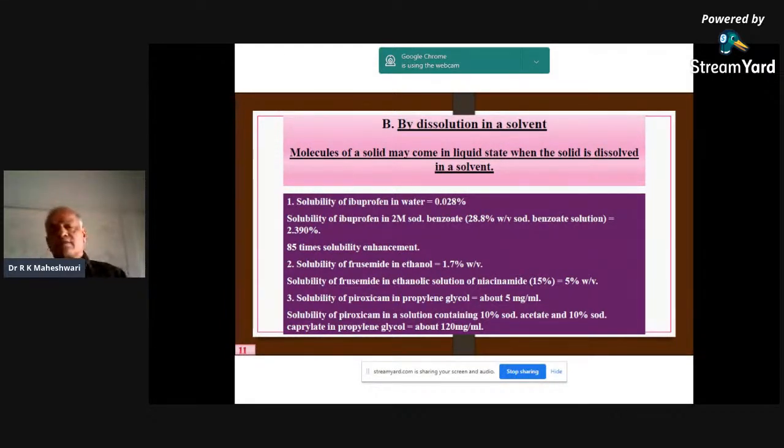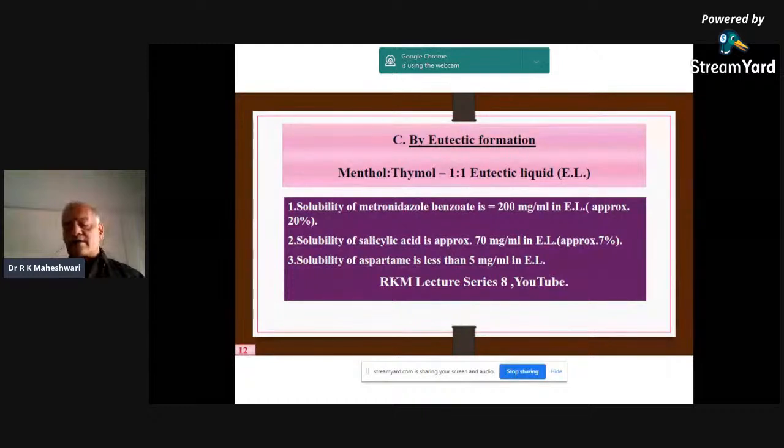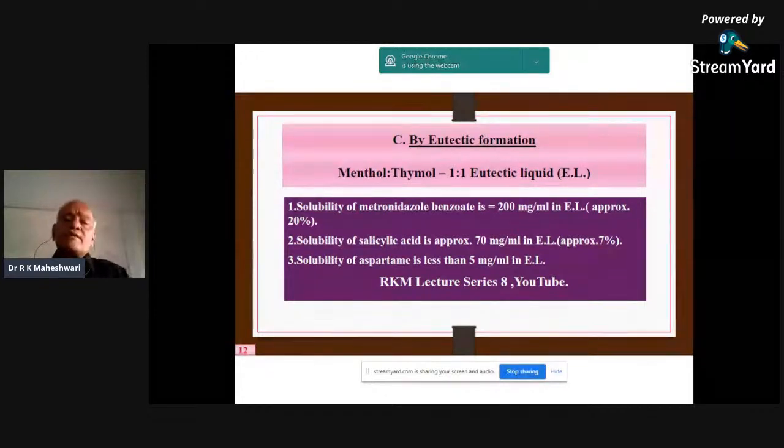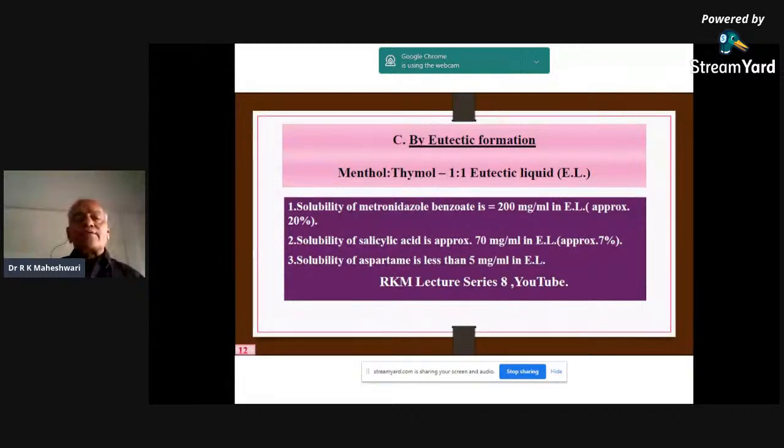So these are all the proof that by dissolution also the solid molecules may come in liquid state and they are involved in hydrogen bonding and weak van der Waals forces. Now the third method: A was by melting, B was by dissolution, and C is by eutectic formation. How? If you take menthol and thymol in equal ratio, suppose 10 gram menthol and 10 gram thymol, and triturate them with a pestle and mortar, you get a clear colorless eutectic liquid. Of course, this is given in books also. So there is a eutectic liquid of menthol and thymol at room temperature.